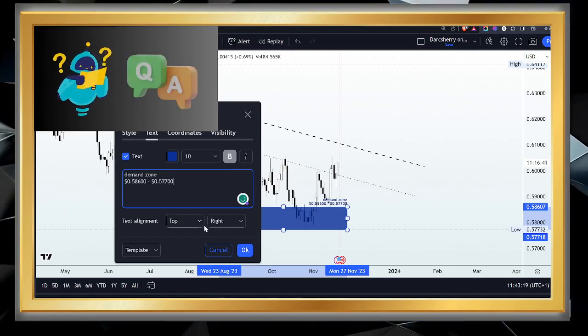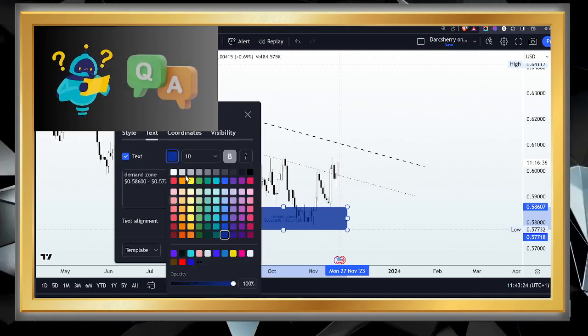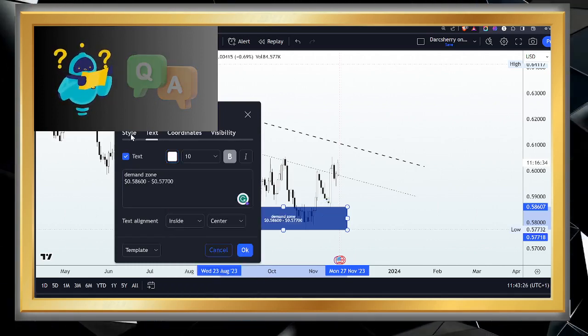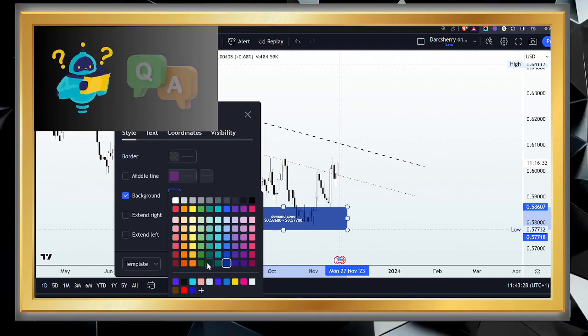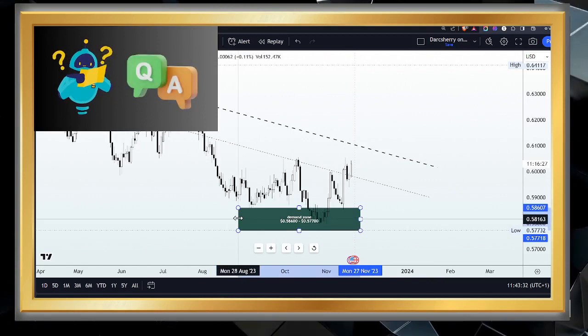and then we have the 0.57700 level. So I'd like to place this right inside that box, and let's give it a white color and then give this one a dark, dirty green color, and beautiful. So we have our demand zone right here.